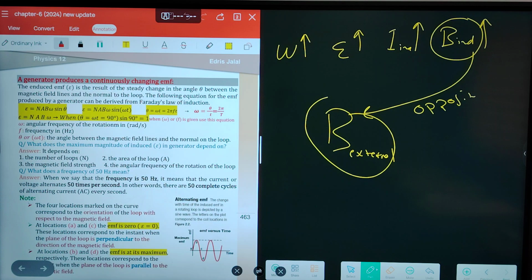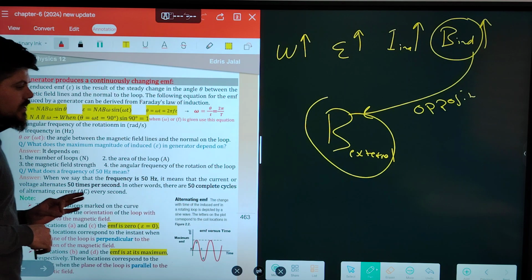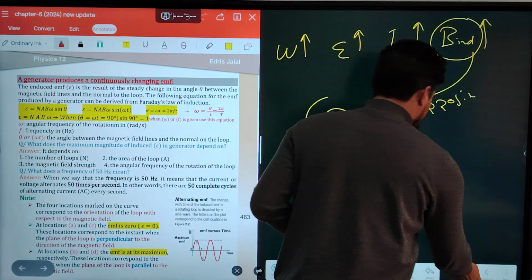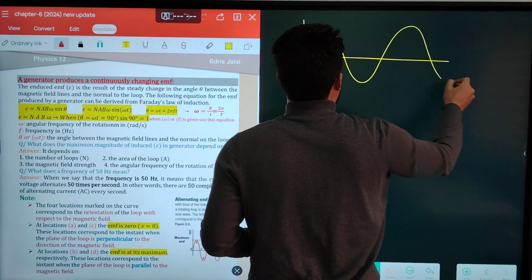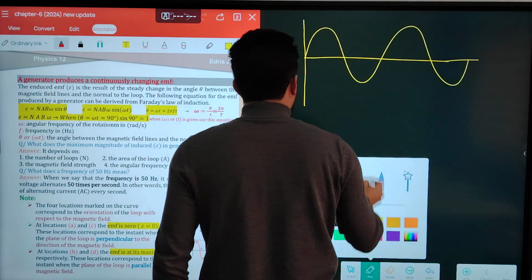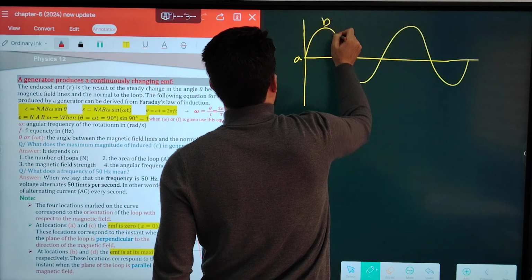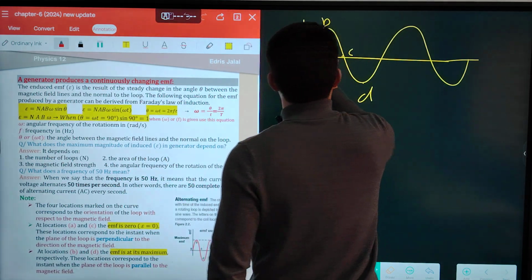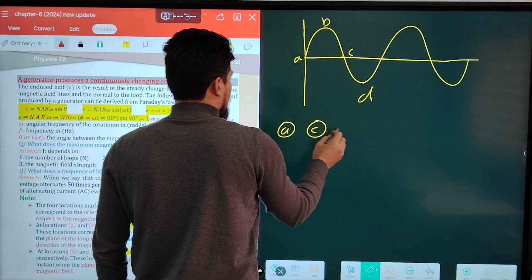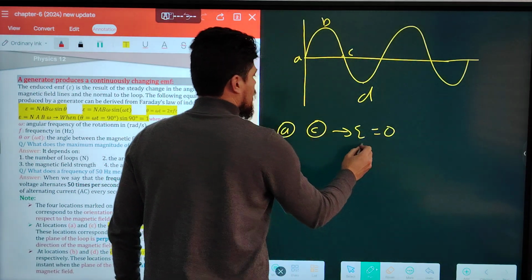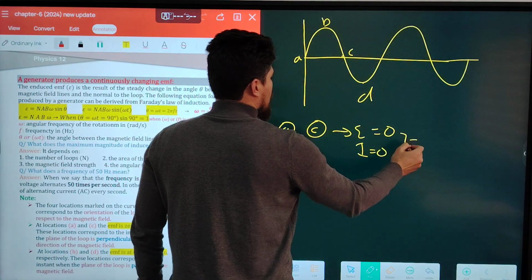A generator produces a continuously changing EMF. In an AC generator, the magnitude of EMF changes continuously. So at marks A, B, C, D: at A and C, EMF is 0 and induced current is 0.